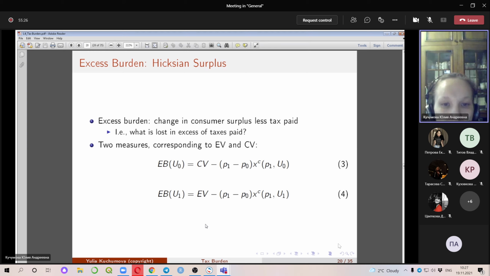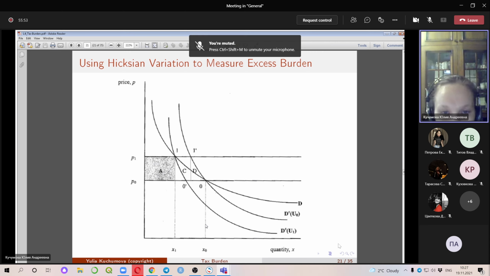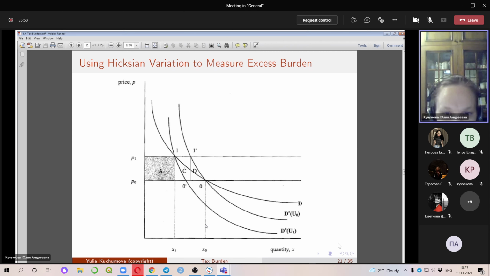This is critical. And the second formula here is the measure of excess burden based on equivalent variation. So correspondingly, it's equal to EV minus taxes paid, which is P1 minus P0 multiplied by the compensated demand at P1, U1. Okay, let's just go to a graph. So this is the graph we had before with two additional lines.